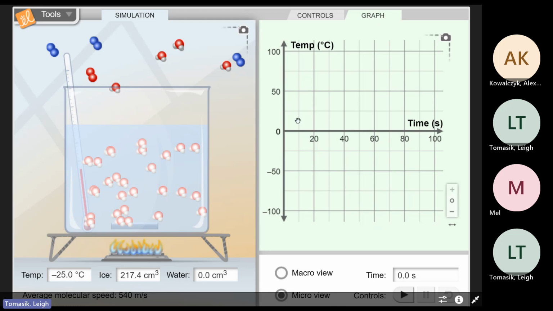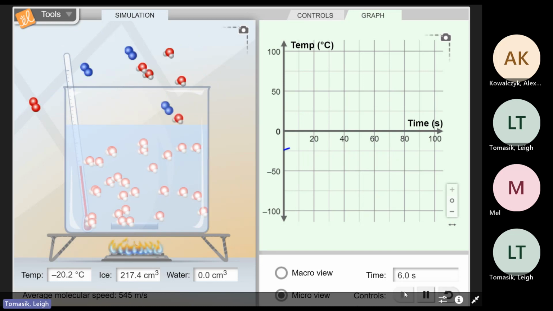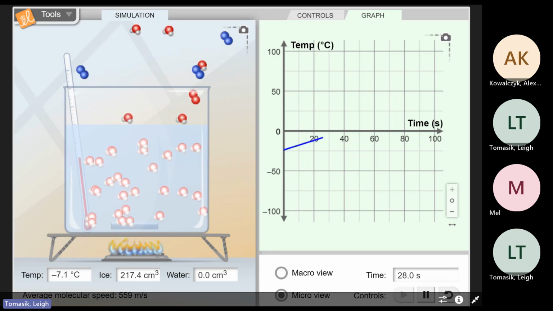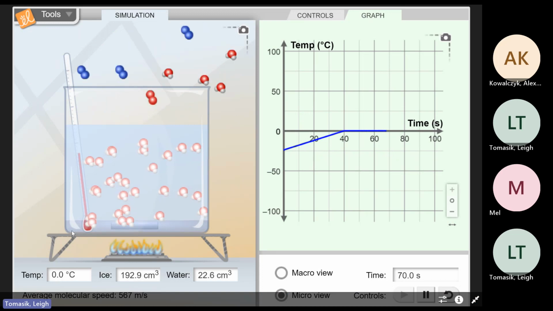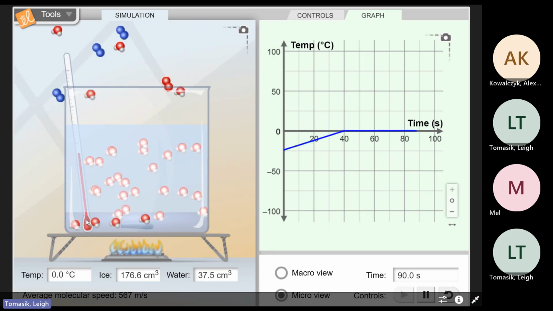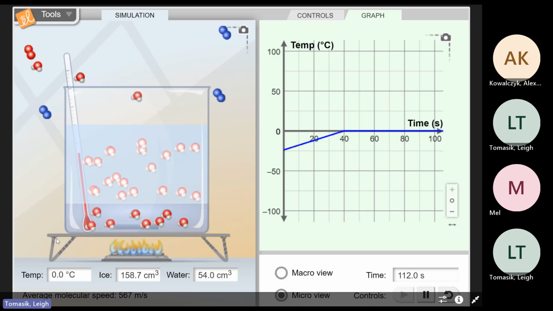This graph is a graph of temperature versus time. So as this goes on, it will show you where the temperature is. We'll watch this happen now. Okay, so you can see the temperature is rising, and it gets to 0, and you can see the ice starts changing to water.